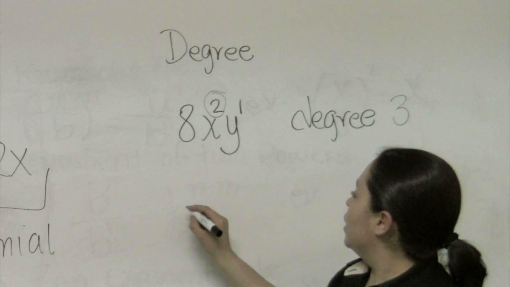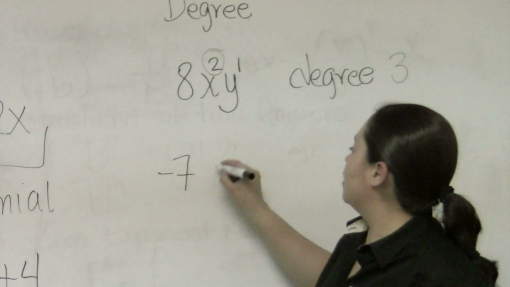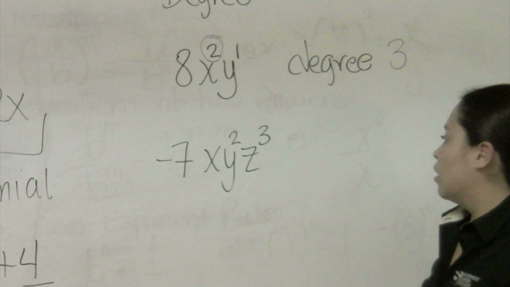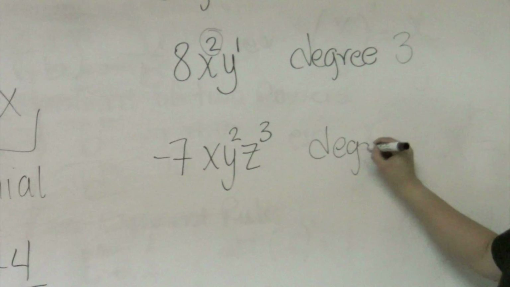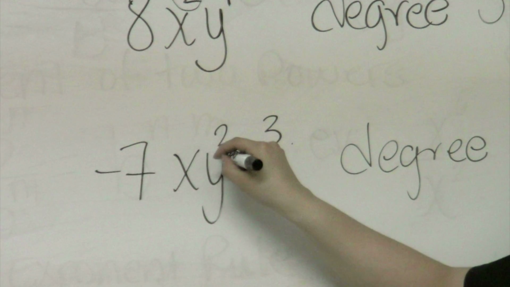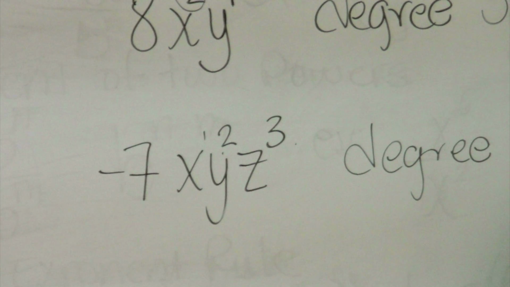Okay, let's say we have negative 7xy squared z cubed. Okay, so the degree for this example will be 6. We have a 3 plus 2 plus our invisible 1.